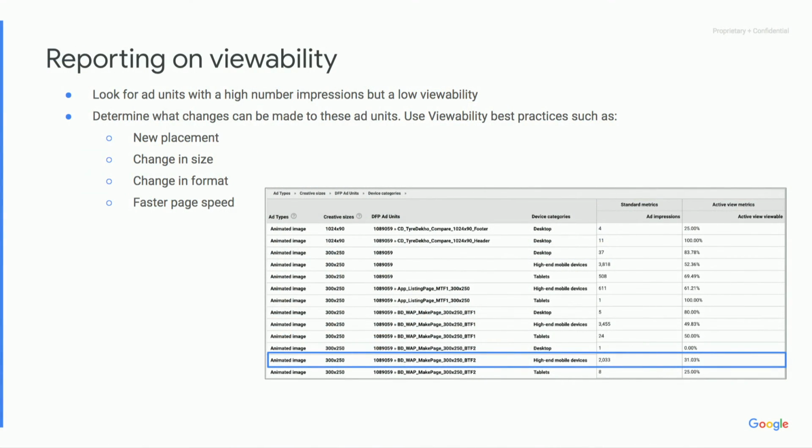So a little bit more about reporting on viewability. Once you've generated your report, you might want to export it to a spreadsheet to get a better image of your data. Compare the ad impressions and active viewable metric to pinpoint ad units with a high number of impressions but a low viewability. This is where you can make the most impact. By making changes to these ad units and improving their viewability rates, this is where you're going to see the highest increase in your CPMs and thus your highest increase in your ad revenue.